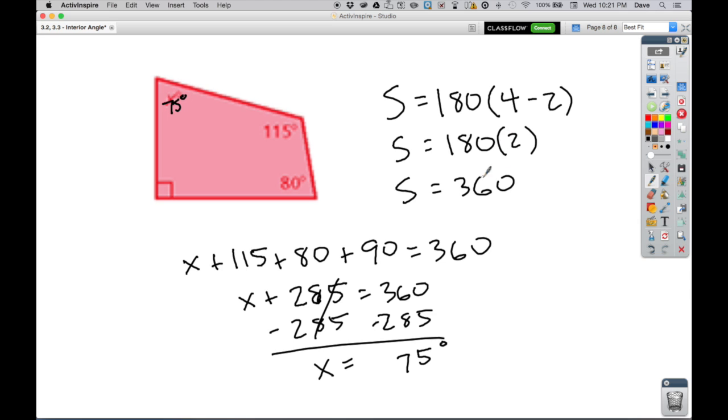All right, so we had to figure out the sum of the interior angles first using our formula, and then we used that to create an equation to find that missing number of degrees x. So this is interior angles. This is how you figure them out for any polygon, not just triangles, but for any shape.